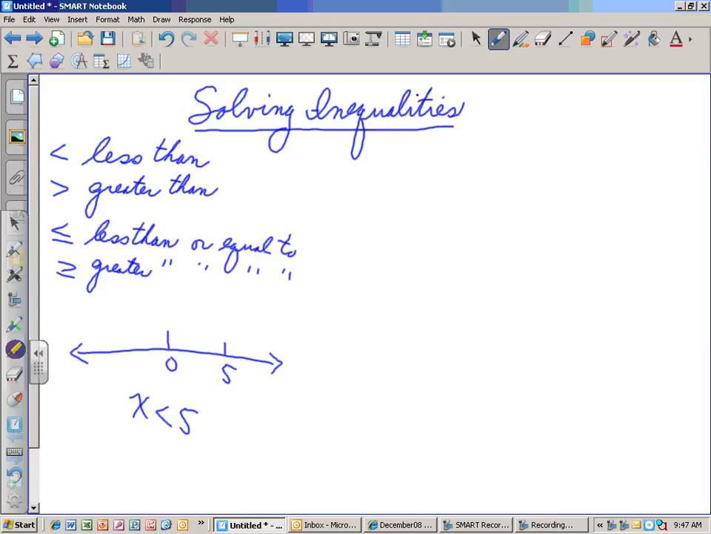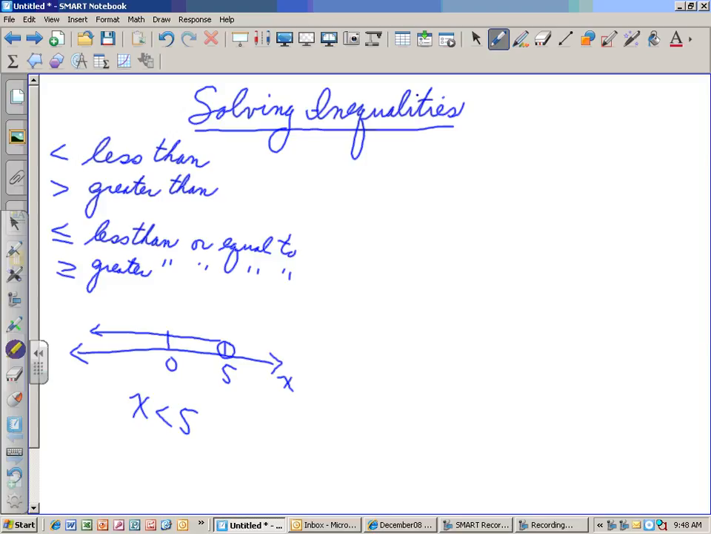I want all x values, because this is your x number line, I want all values less than 5. Can it equal 5? It cannot equal 5, it's just less than 5, so I'm going to put an open circle there. And I'm going to put a line with an arrow. This signifies that I want all values of x that are less than 5. So you don't know what number it is, it could be any of those numbers. Infinite numbers, all those numbers less than 5.